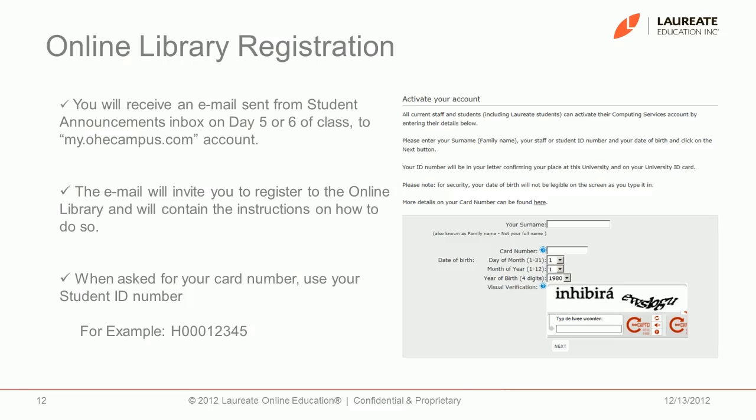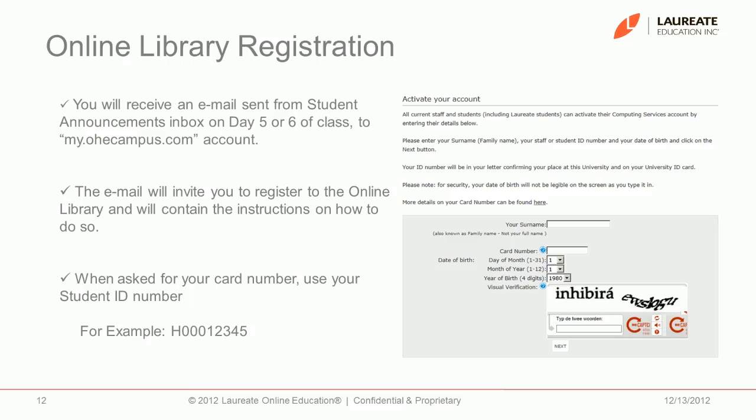And those instructions will be sent to your my.ohe.com account, which you can access in your Lens portal. Like I said, it'll have the instructions. It's going to ask you, like you can see on the right hand side here, for your surname and for your card number. Now that is just your student ID that starts with an H and 000 and then a number, like you can see in the example here. The date of birth, like you have it registered with us, and then you'll have to do this visual verification and click on next and then follow the instructions. But important to remember that you won't be able to do it till the Monday or Tuesday of week 1.